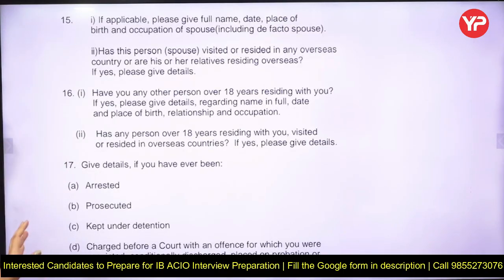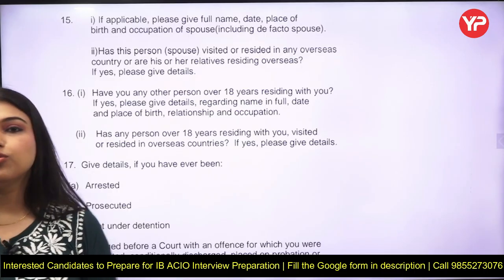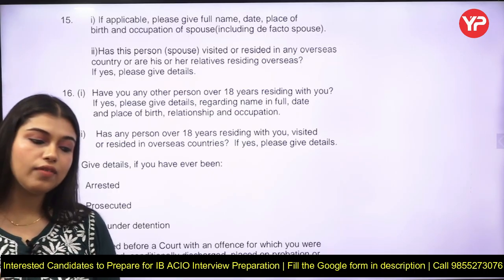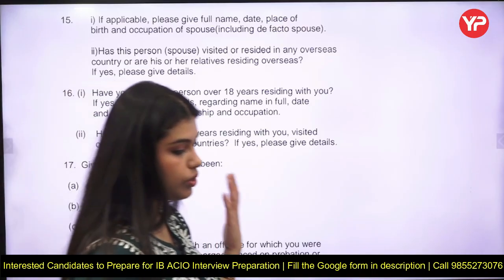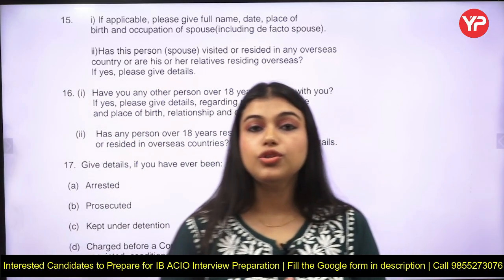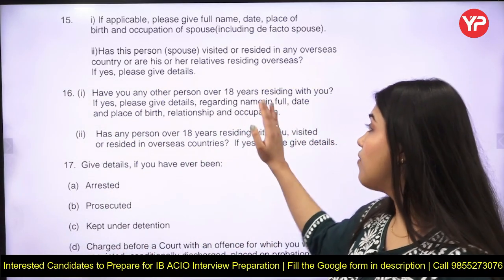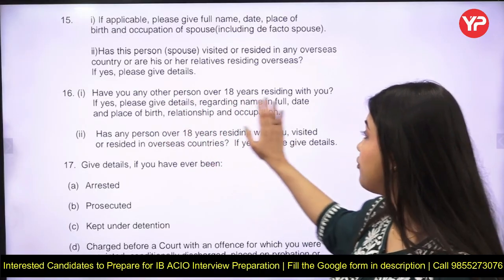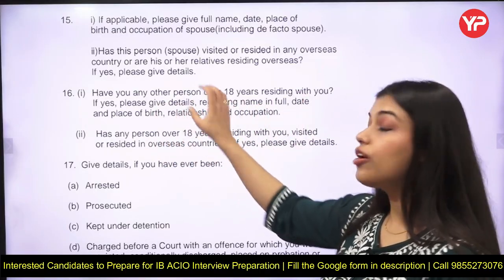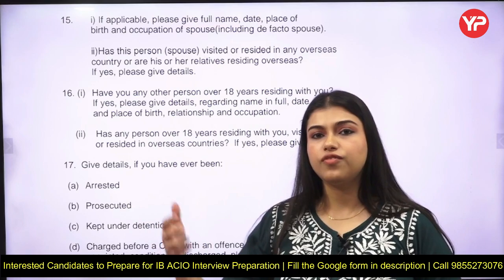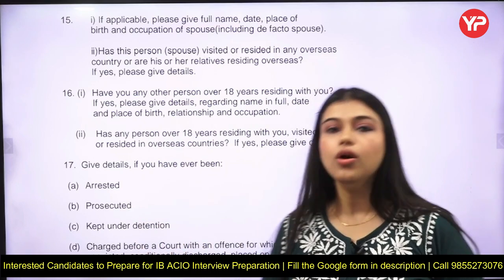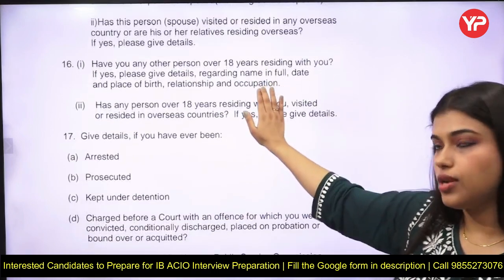16th, is any other person over 18 years residing with you? It is possible you have moved to a different city, or someone who is above 18 years is living with you, right? So kindly mention all the details they have asked: his or her full name, date, place of birth, your relationship with that person, whether a friend, a cousin, or anything to you, and his occupation as well.